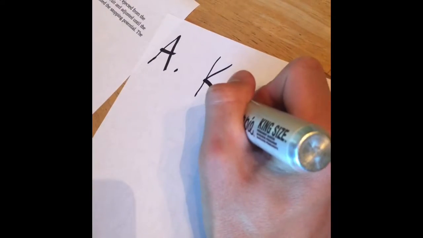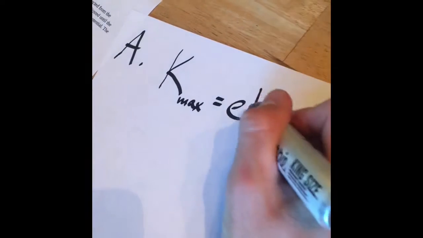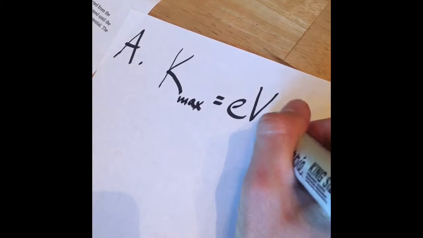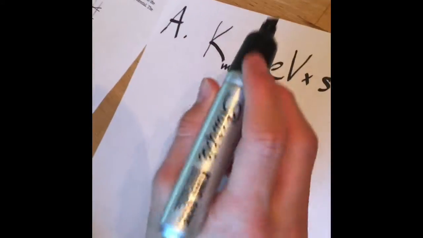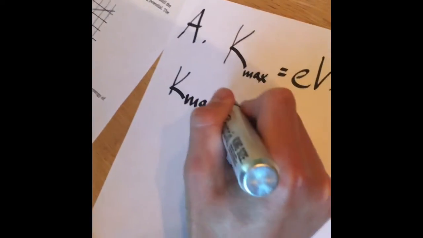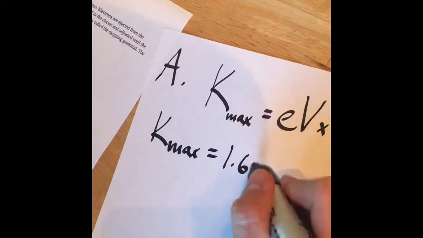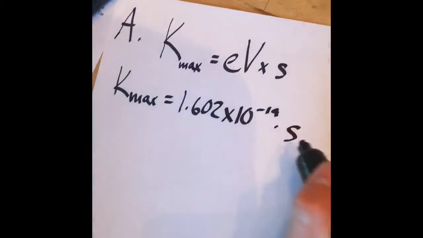So we have K max equals eV, electron volts, times stopping potential. So e is a constant, 1.602 times 10 to the negative 19th. So we're going to get that out of the way first, and we're going to go K max equals 1.602 times 10 to the negative 19th times V_s.